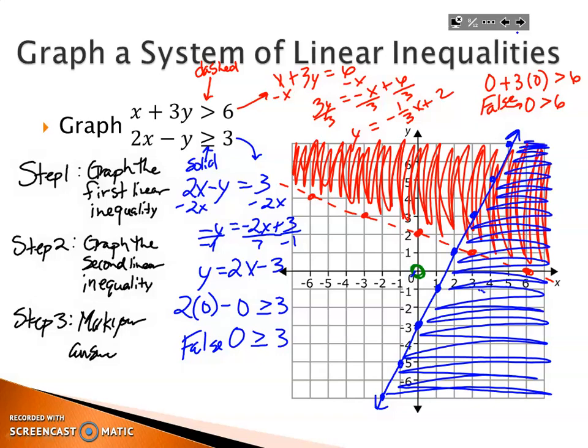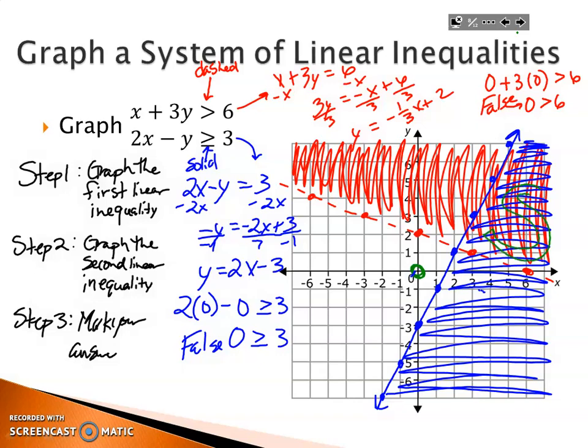Okay, so where is my answer? Okay, because I need to mark my answer. My answer is in the overlap section. So our overlap section is in this top right. So how can you guys mark your answer? I want you guys to draw an S in there.